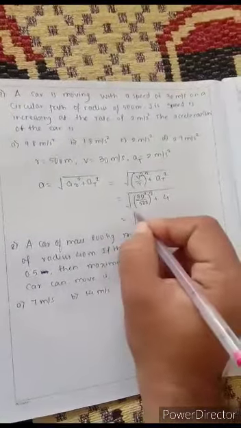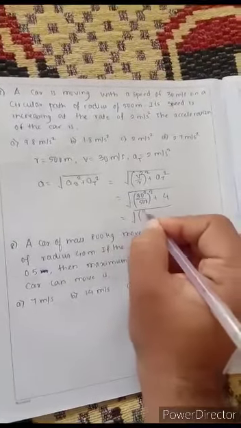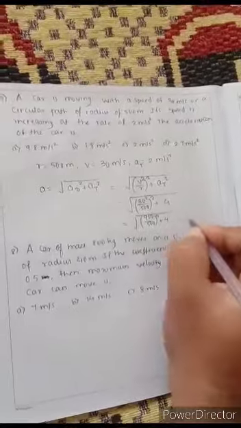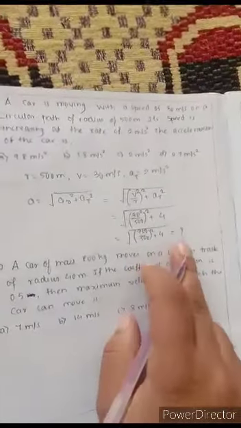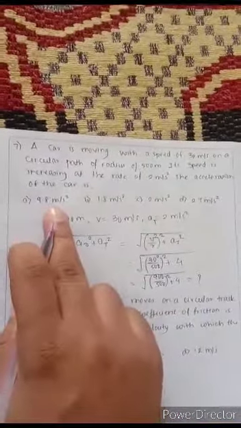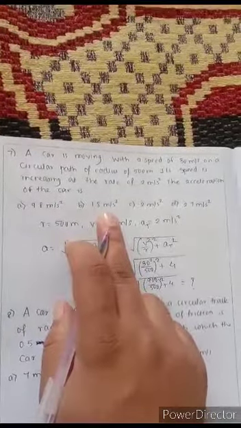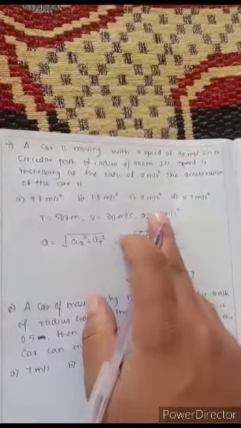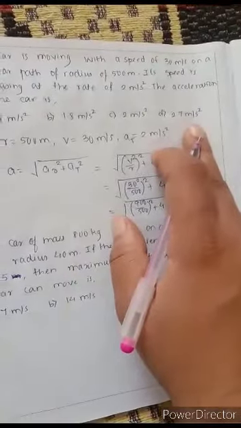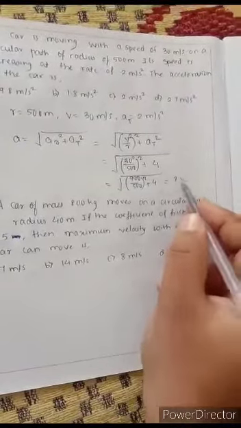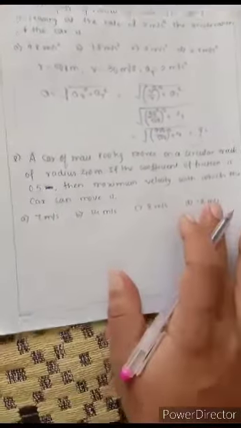So this will be 900 by 500, its square, plus 4. So what is the answer? You have to calculate. Here 4 options have been given: 9.8 meter per second square, 1.8 meter per second square, 2 meter per second square, and 2.7 meter per second square. So it is up to you now. Calculate the value and take the answer.